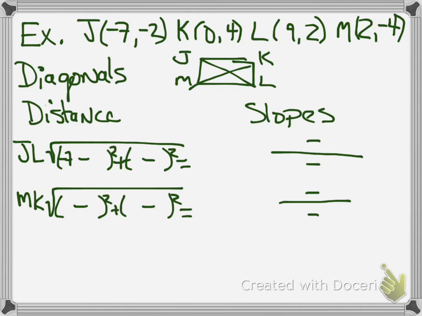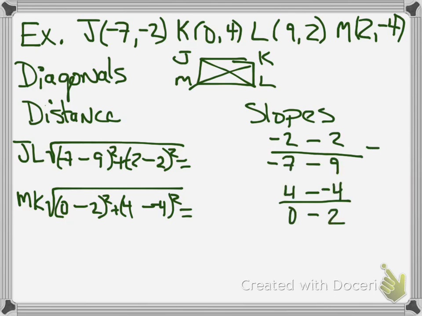So I'm putting here the points for J, -7 and -2. Notice X, Y. Then L, 9, 2. And then I would do M, or K. I guess I think I did K first. 0, 4. And then M, 2, -4. Okay. Then notice how what's in parentheses there ends up here in the slopes. I put those into the calculator and I get, for the square roots, 272 and 68. And for the slopes, 1/4 and -4.